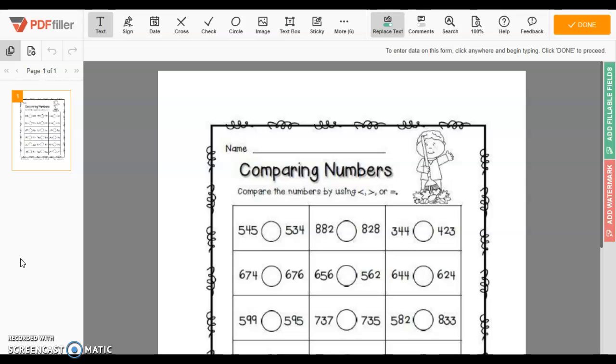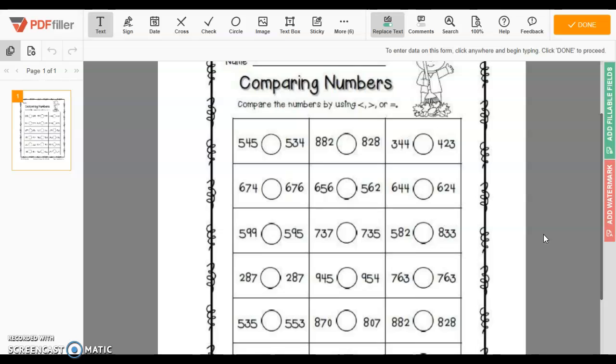We have been working on place value and finding the value of digits, and today we're going to be comparing numbers using greater than, less than, or equal to. Okay, so remember, whenever we're comparing numbers and we're drawing these signs, think about an alligator's mouth. We want the alligator to eat the largest number. Okay, so let's see what that looks like.